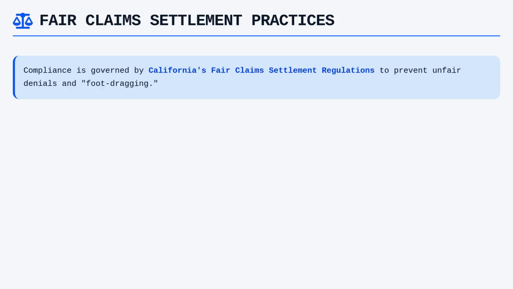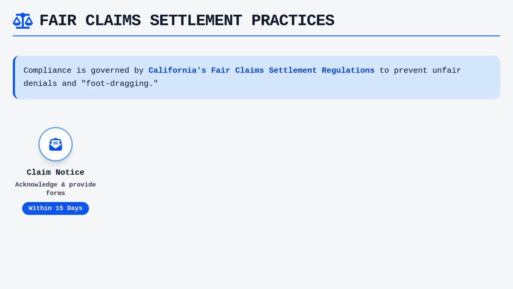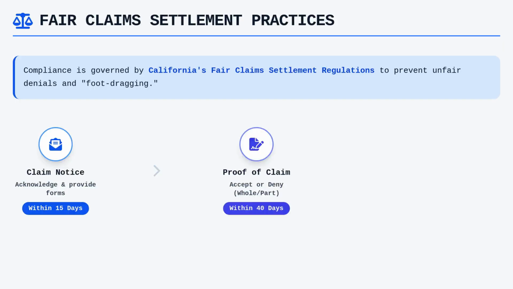Compliance extends equally to how claims are handled, a process tightly governed by California's Fair Claims Settlement Practices regulations. When an insured suffers a loss, the law imposes strict timelines on insurers and their representatives to prevent foot-dragging and unfair denials. Upon receiving notice of a claim, you must acknowledge it and provide necessary claim forms within 15 calendar days. Once a complete proof of claim is received, the insured generally has 40 calendar days to accept or deny the claim, in whole or in part.